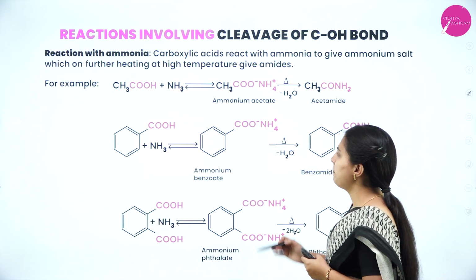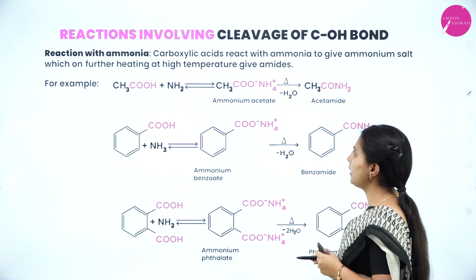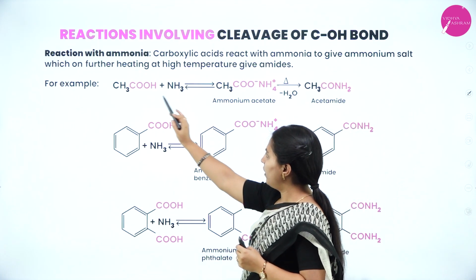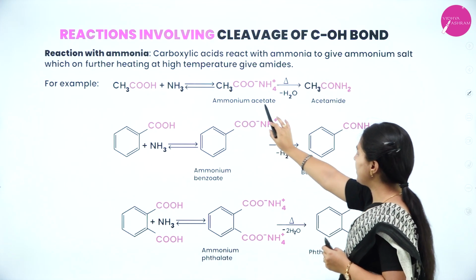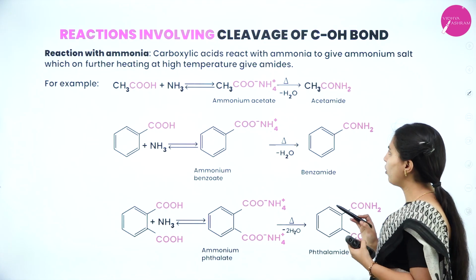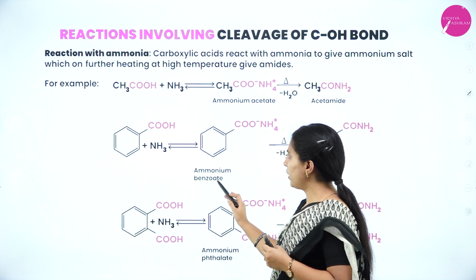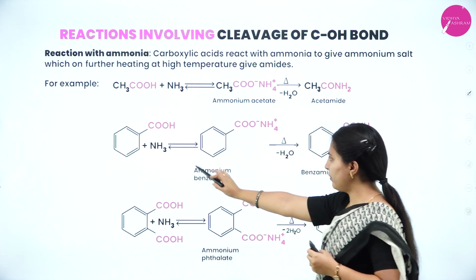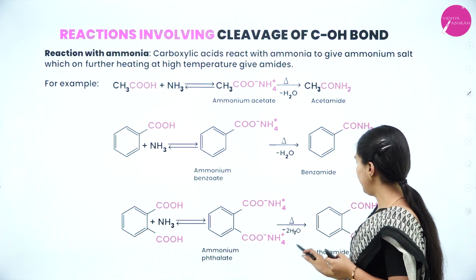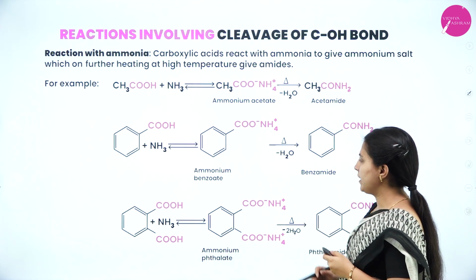Reactions with ammonia. Carboxylic acids react with ammonia to give ammonium salt, which on further heating at higher temperature gives amides. Okay. Acid treated with ammonia, ammonium acetate, that is a salt, will form. On giving more temperature, water will be removed and acetamide will form. This is ammonium benzoate, benzoic acid treated with ammonia gives ammonium benzoate, and this is benzamide. This is another example, phthalimide will be formed through ammonium phthalate and phthalic acid.